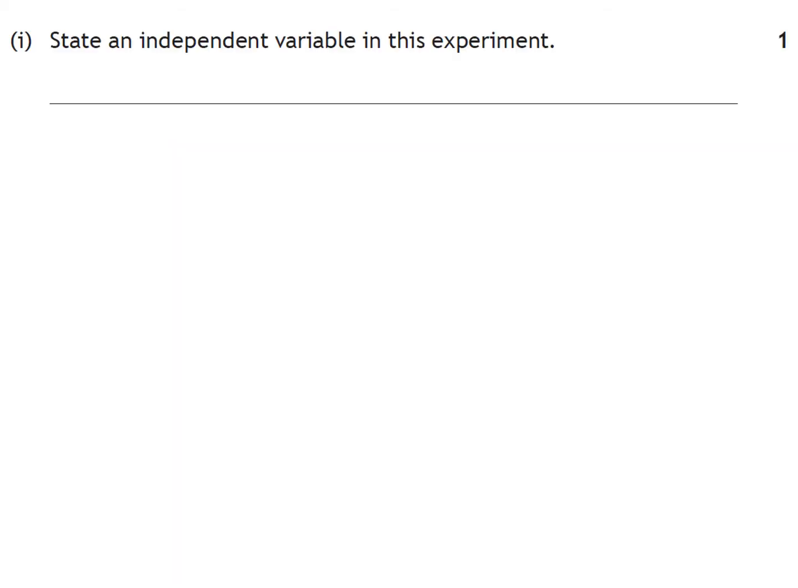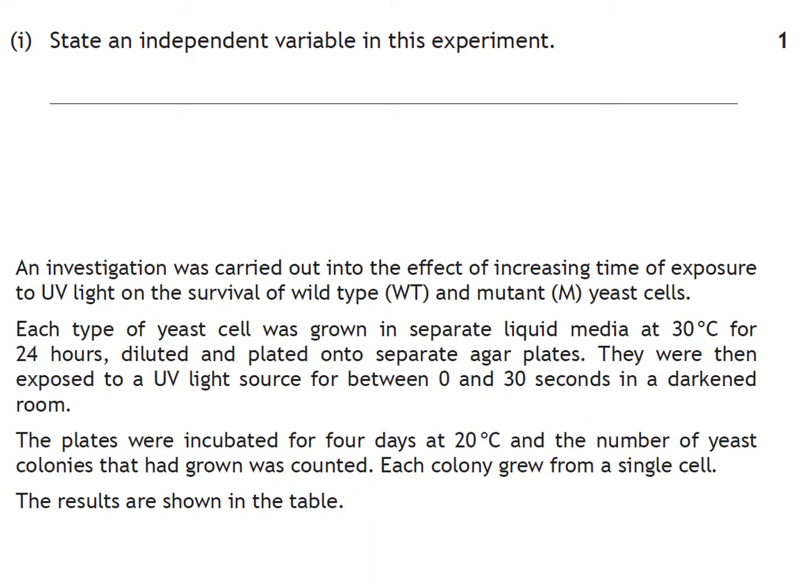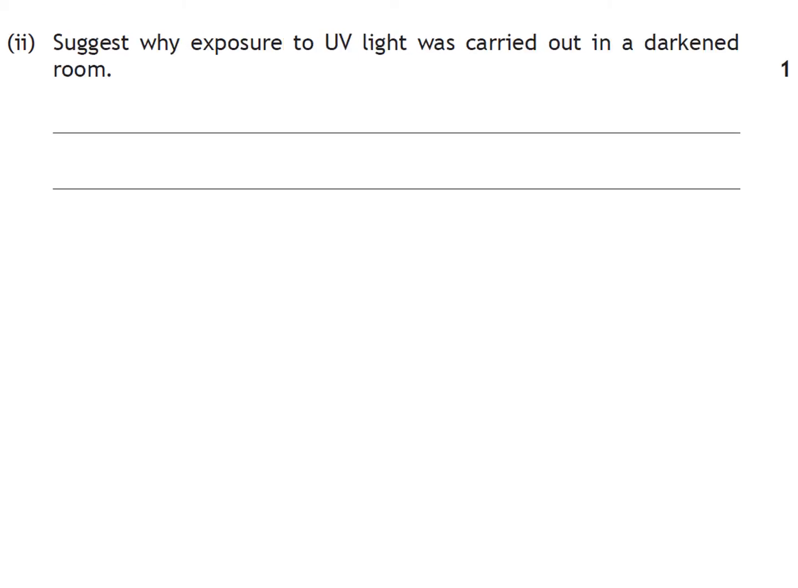Okay. State an independent variable in this experiment. Note that there, for SQA being nice about this, an. So they're telling you there is more than one, not state the, but one of. And there are two, because what we have is the time of exposure to UV, and then we've also got two different yeast cells. So either of those is going to be an independent variable for this.